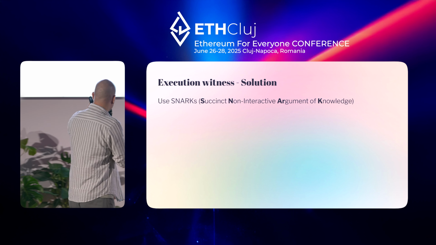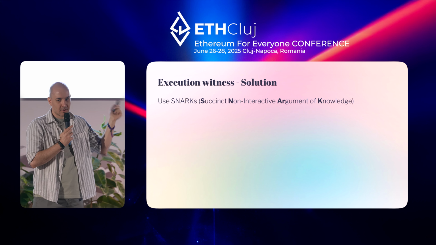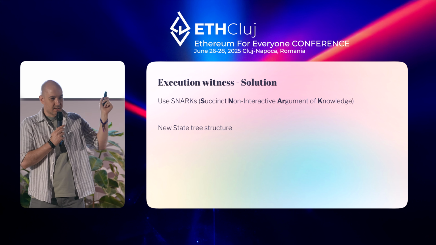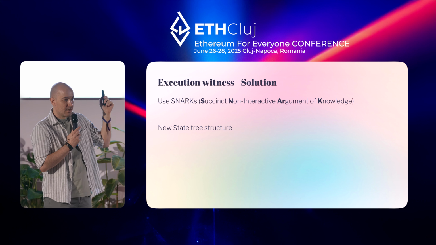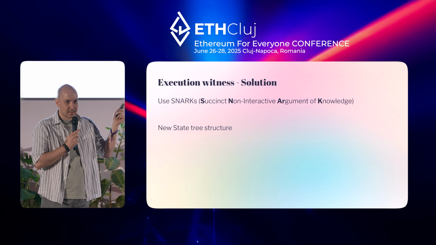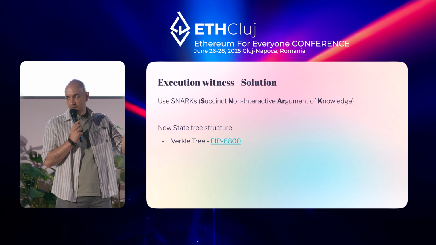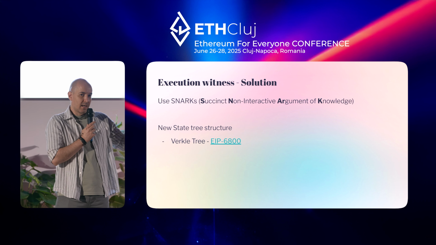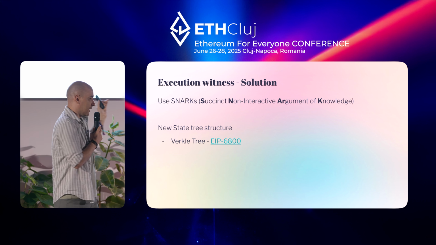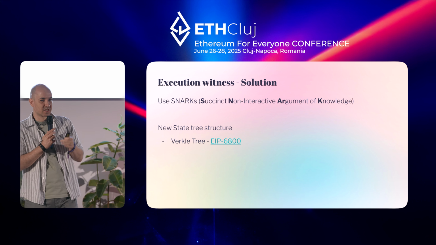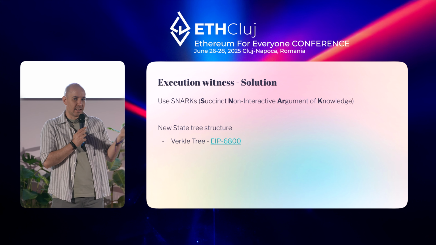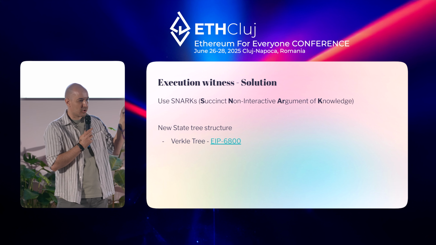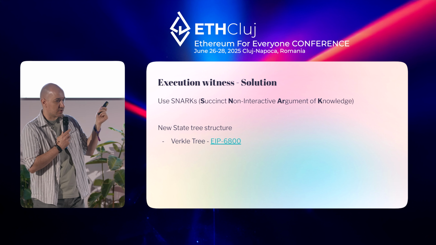SNARK says succinct, non-interactive argument of knowledge. I'm not going to go deep into it, but basically we need to change the state tree structure. There are two main candidates for this. One is called Verkle trees. This is the EIP proposal. I'm not going to go into how it works, but basically it allows us to make much smaller proofs for any subset of the state. You can create much smaller proofs that the state actually belongs to the state tree.